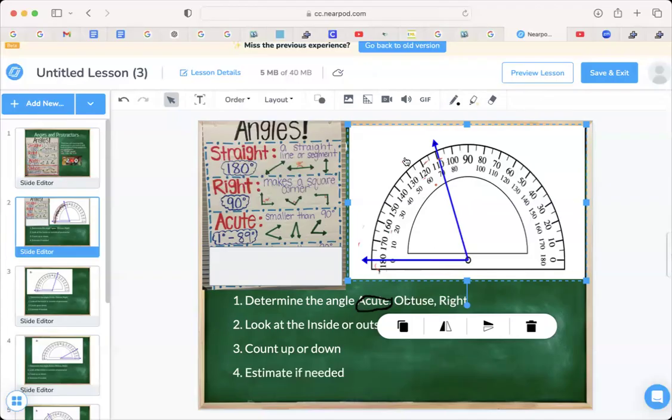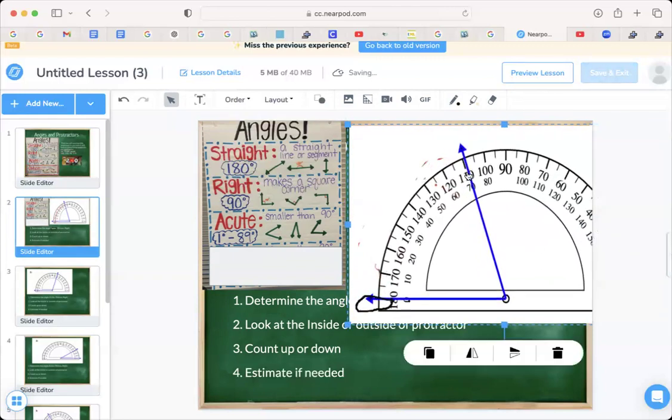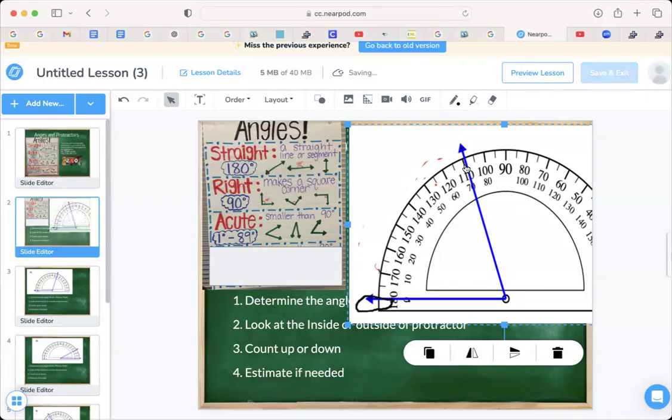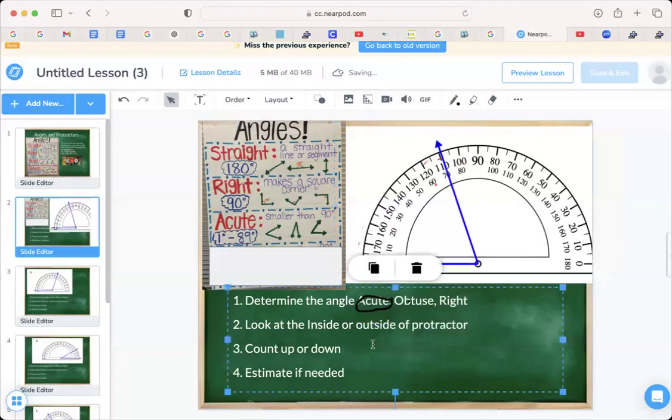But when you look at this, is it directly on that 70? No, it's not directly on that 70. So now that leads me to that fourth step, which is estimate if needed. So it's not directly on that 70, and I'm counting up from 70 to 80. So what is one more than 70? Because it's just like one smidget more. Hopefully you said 71. So the degree for this angle would be 71 degrees.